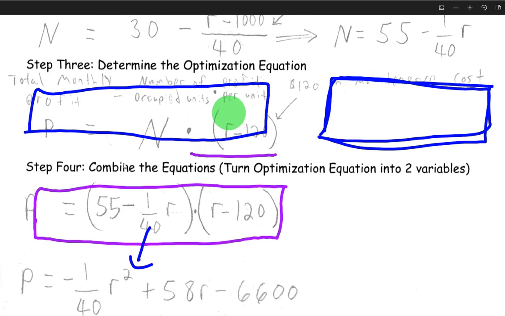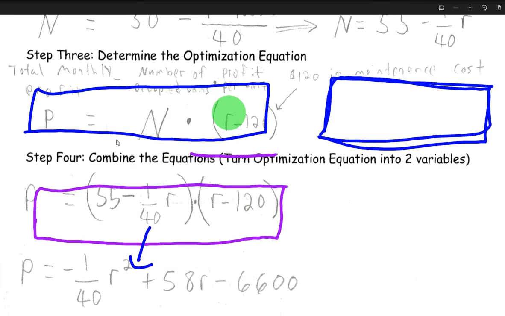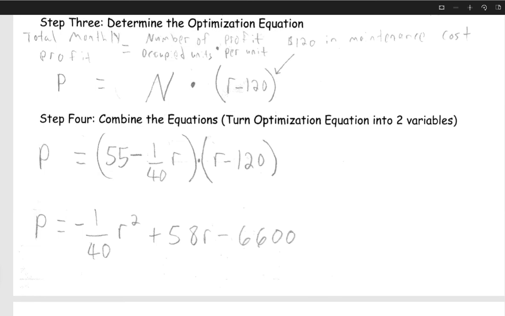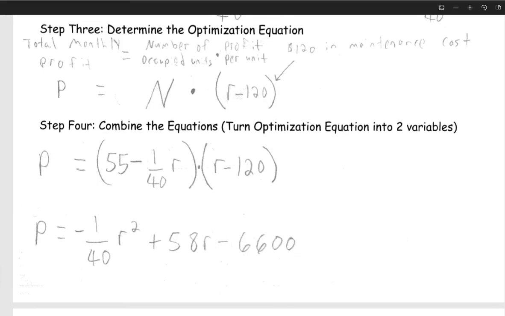So basically, just alluding to what we're going to be doing here, we are going to be taking the derivative of our optimization equation and figuring out what rent cost will basically optimize our total monthly profit. And we can do that by using some calculus, figuring out the absolute min and max on a given interval. You can FOIL this out to come up with something a little bit more manageable. So when you FOIL it, you get P equals negative 140 r squared plus 58 r minus 6600. And so that's going to be our optimization equation in terms of two variables for step 4.